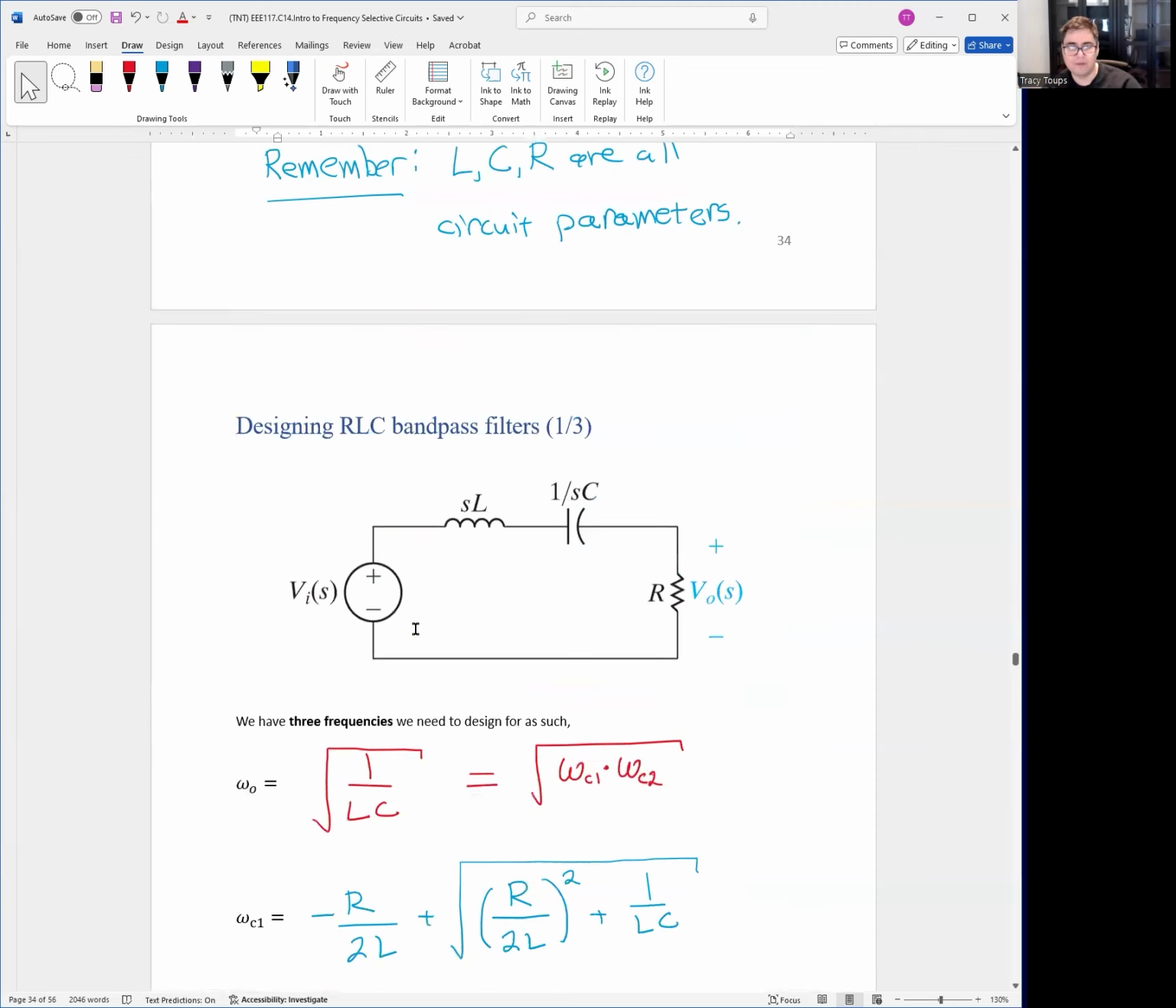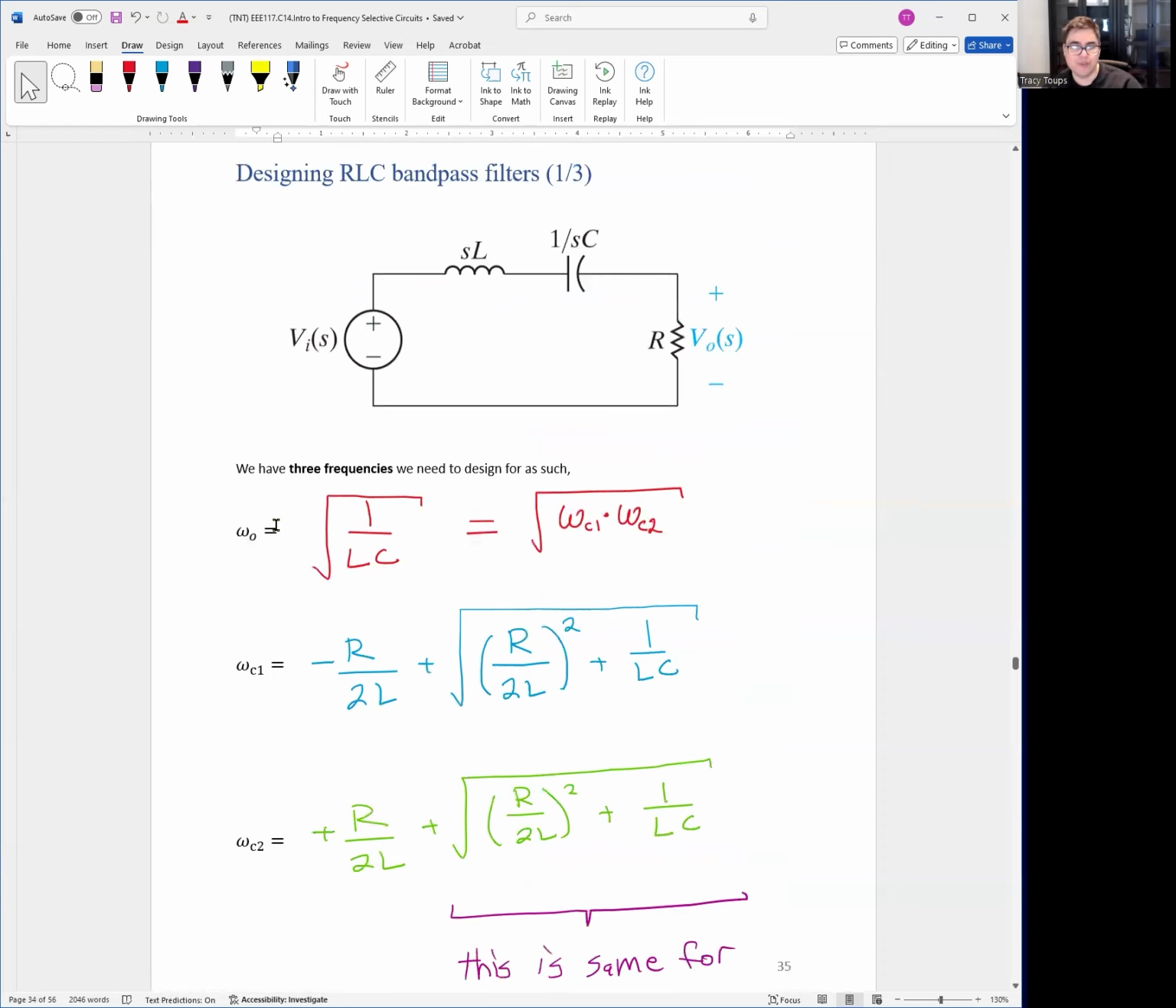Okay. Now, the question is how do we relate the circuit analysis to our cutoff frequencies? Because that's what matters. I'm not going to go into detail. The math is in the book. It's like 5 pages worth of it. I don't feel like dealing with it, and I doubt you do, so we'll just cut to the chase.